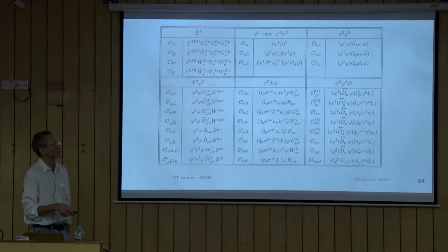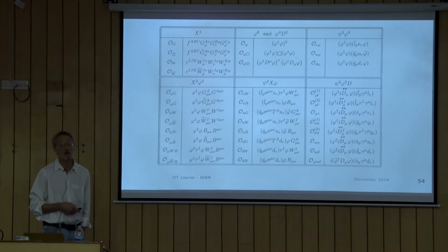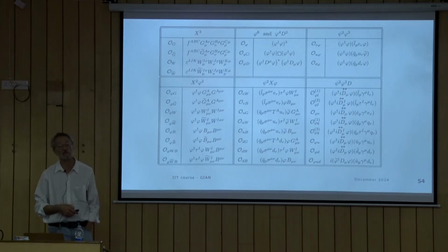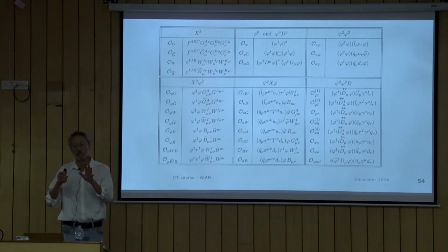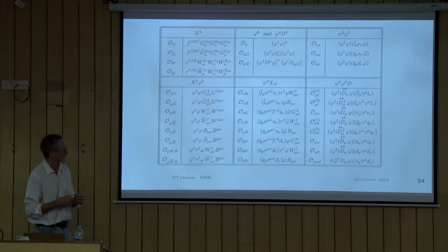Some of them have extra powers of g_s, and they might come out with particular numerical coefficients. Those are not for you to change. The numerical coefficients are mandated by gauge invariance. You can change them, it's okay, but if you change them, you're violating gauge invariance. So those are fixed by gauge invariance.